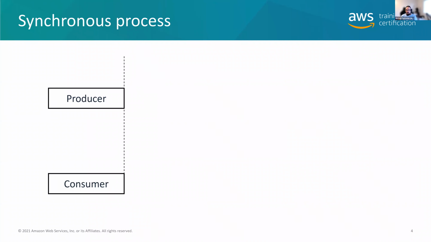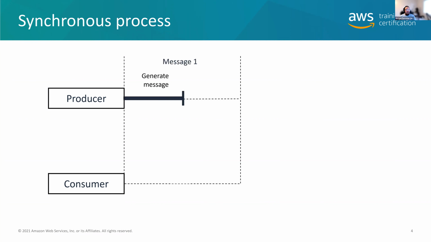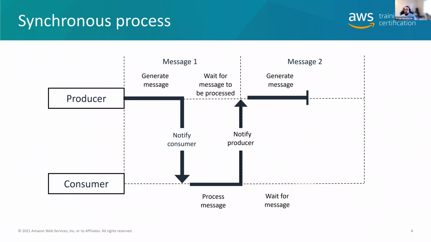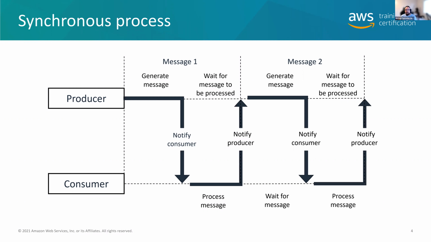All right, so here's the deal. Consider a scenario where you've got a producer that is producing a message, and that message has to be processed downstream by a consumer. So the producer produces a message, notifies the consumer, and then waits for the message to be processed by the consumer. And when it's done, it's supposed to notify the producer, and then the next message gets generated and notifies the consumer, and so on.